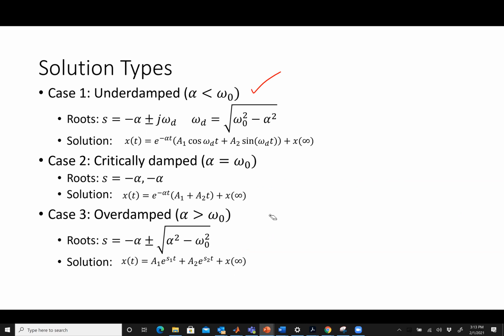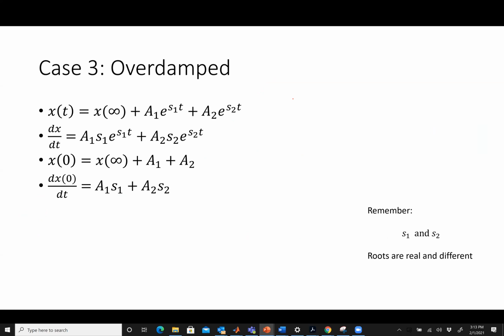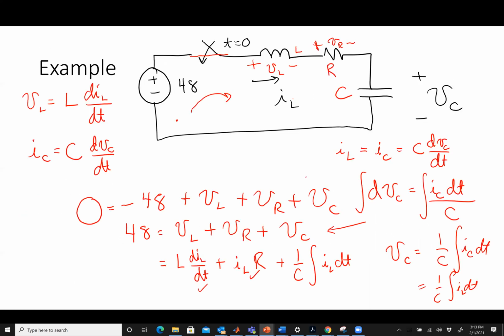That means my form of the solution is going to be this one, and I'm going to need to calculate this omega d term. Omega d is the square root of omega naught squared minus alpha squared. That's the frequency of this sine and cosine. So let's write that down for ourselves here.